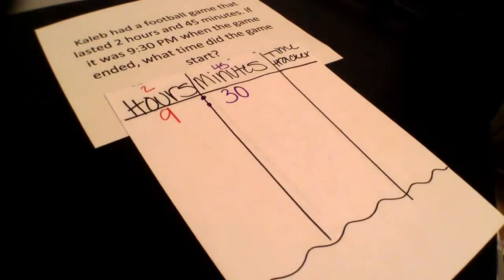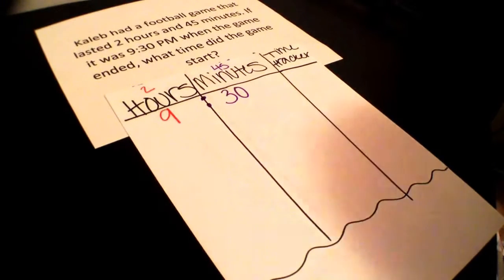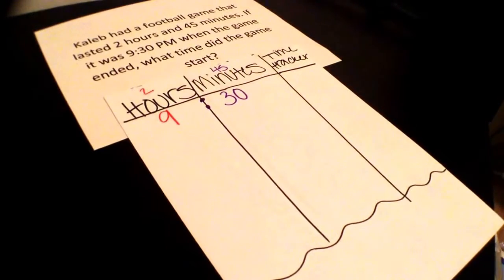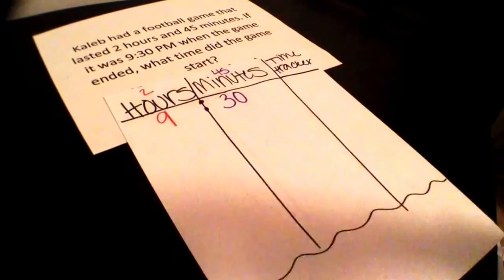So now, do I want to subtract the hours or the minutes first from my time? And I think it would be easier to subtract my minutes first, because usually hours are easier to subtract, so we can get the hard stuff out of the way first, and then when we get to our hours, we can just easily subtract our hours. And so we're going to subtract 45 minutes first.